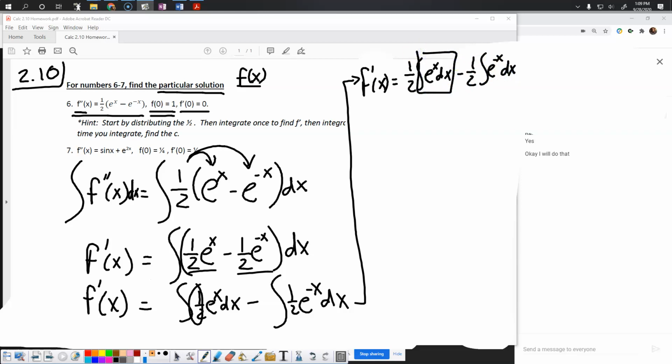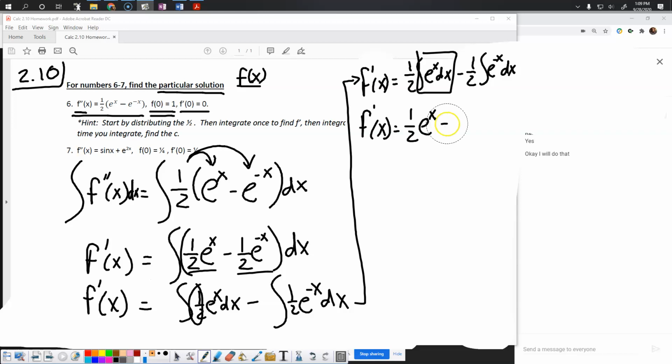Now, if you haven't watched the lesson yet, then you might not know what that is. But if you have watched the lesson, the integral of e to the x is just e to the x. And that makes sense because the derivative of e to the x is e to the x. So if you integrate and go backwards, you get the same thing.